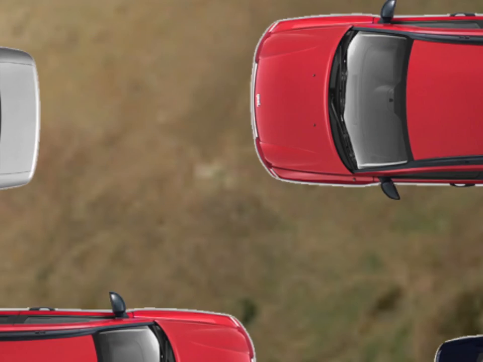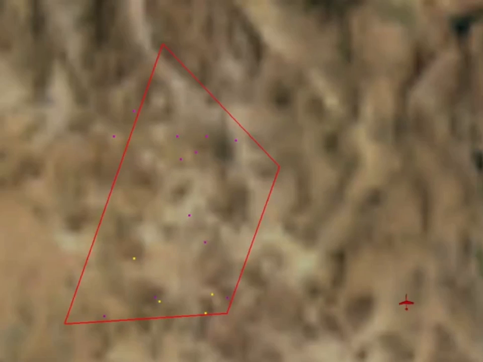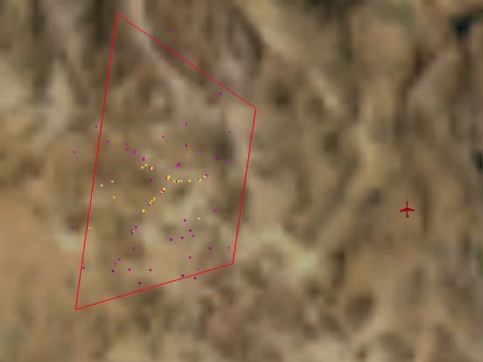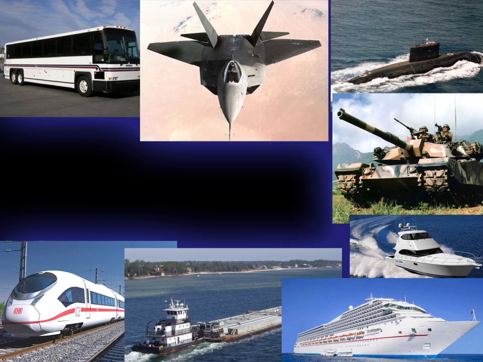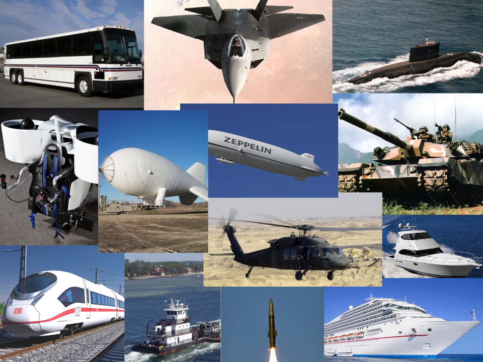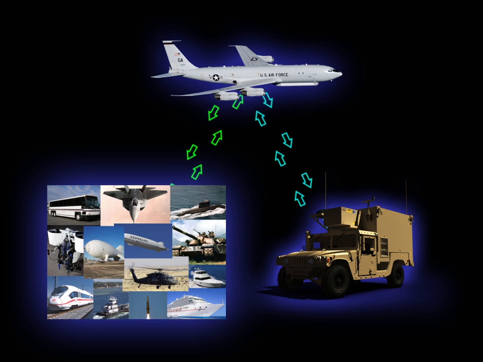Moving target indicator data is essentially any moving entity that can be identified by radar and then displayed on screen as dots. Sometimes you may even hear MTI referred to as simply dots. These dots represent vehicles, submarines, tanks, trains, ships, barges, boats, jets, jetpacks, missiles, helicopters, airships, balloons, like I said, just about anything that moves.